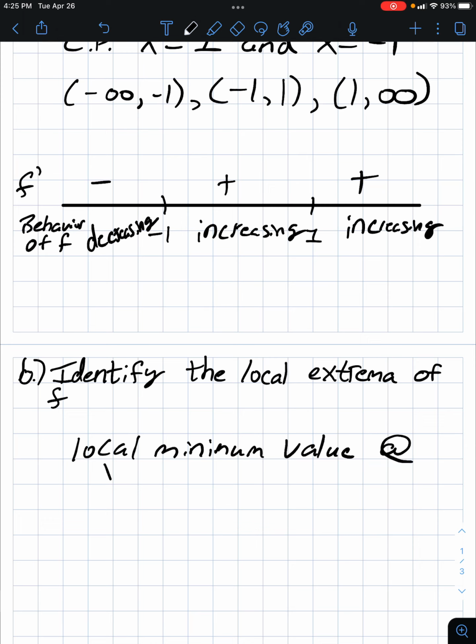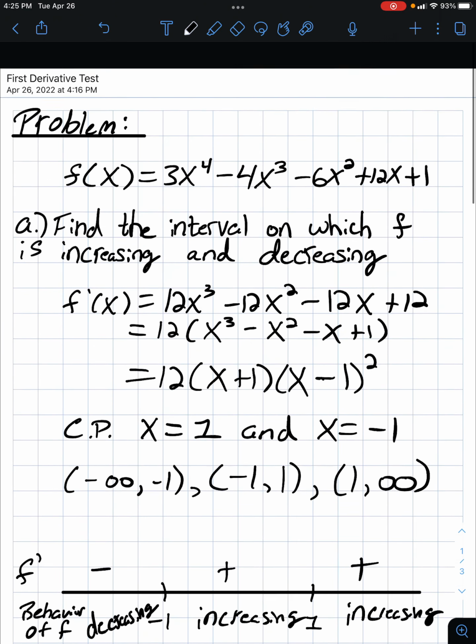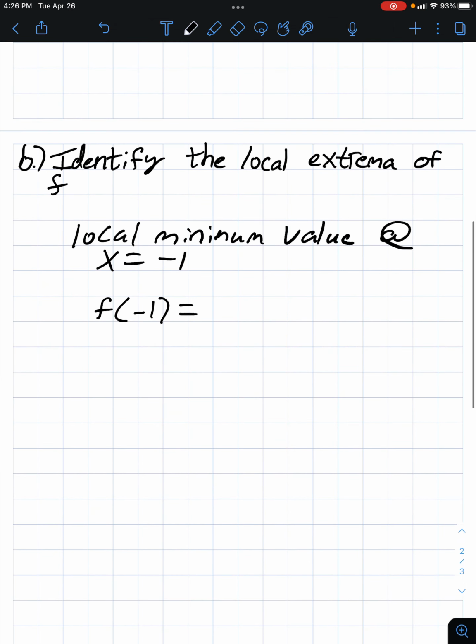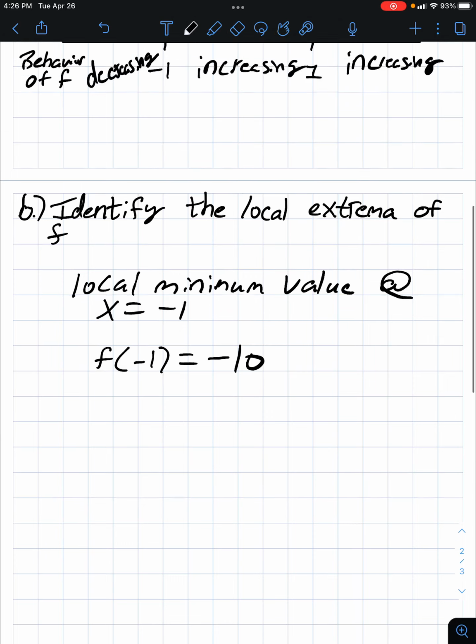And this is going to be f of negative 1, which is going to be equal to negative 3 minus 4 plus 6 minus 12 plus 1, which is minus 10 at x equal to negative 1.